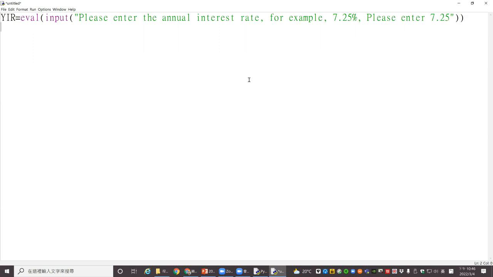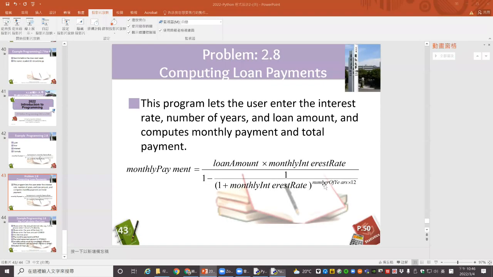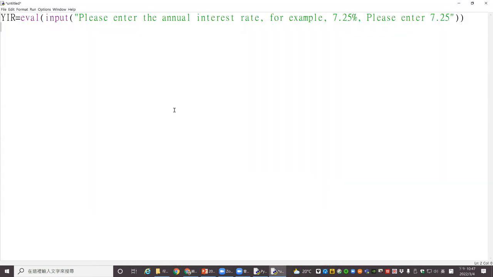Next part, we have to calculate the interest rate, because based on the formula, we know that we do not pay the payments yearly, we pay monthly. So actually the formula needs the monthly interest rate. So we have to transfer it. So the monthly interest rate is just the yearly interest rate divided by 12. Then you get the monthly interest rate.